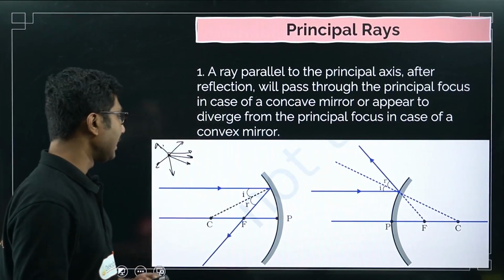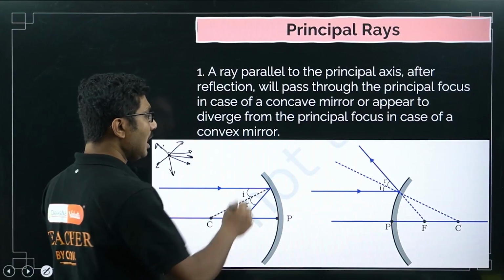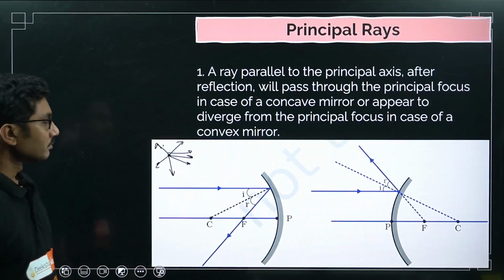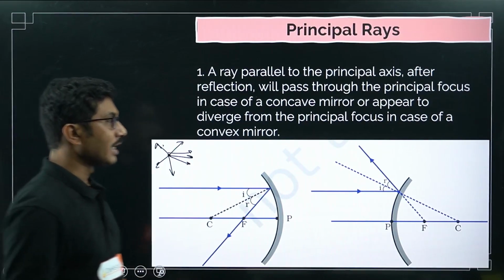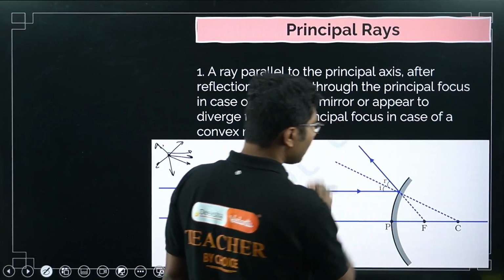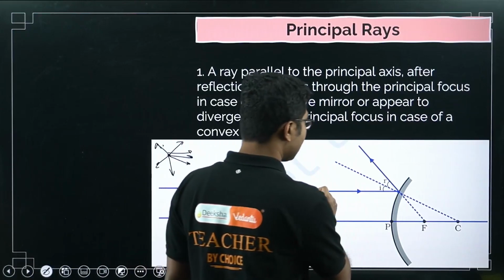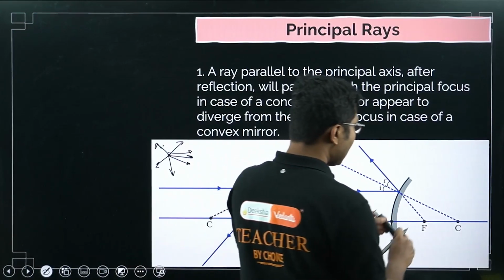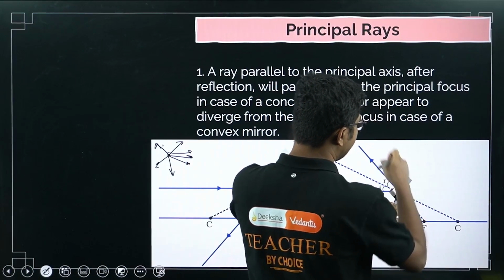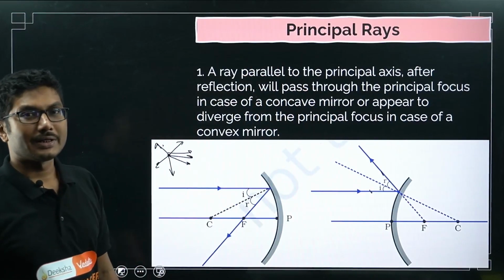The first principal ray is when a ray parallel to the principal axis falls on a concave mirror. After reflection it passes directly through the focus. For a convex mirror, after reflection it appears to come from the focus. So what is the meaning of appearing to come from? Suppose you draw a straight line parallel to the principal axis, then you join the focus and this point, and then you extend this line. That extended line represents the reflected ray.